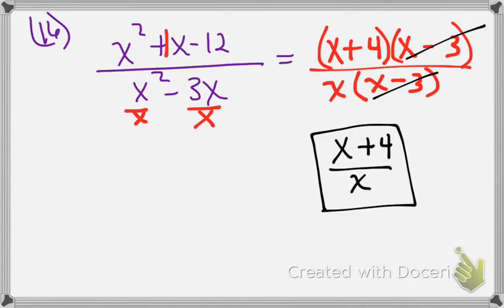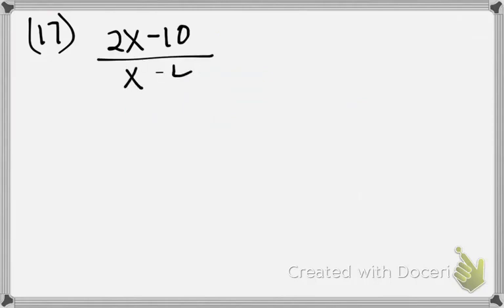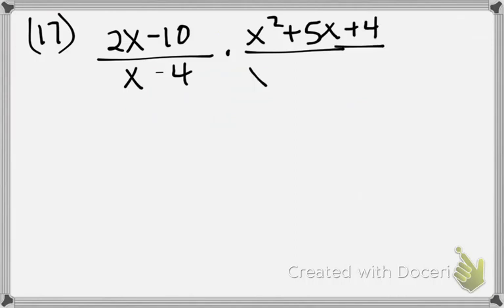Number 17. We are still simplifying, but this time we have a multiplication problem. Multiplication is the same thing as what we just did, it's just more of it. We just have to do a lot more factoring.